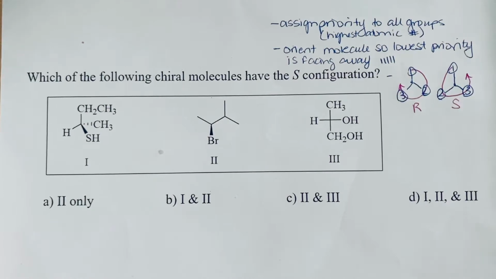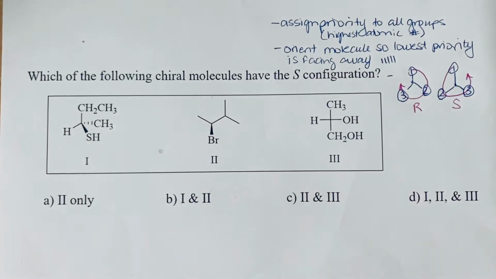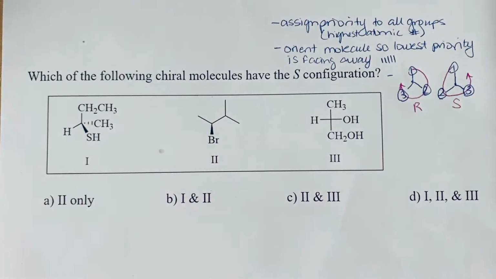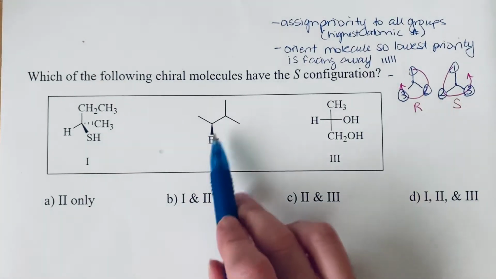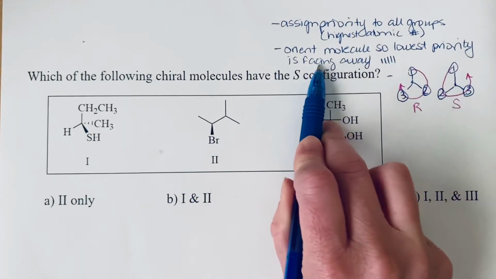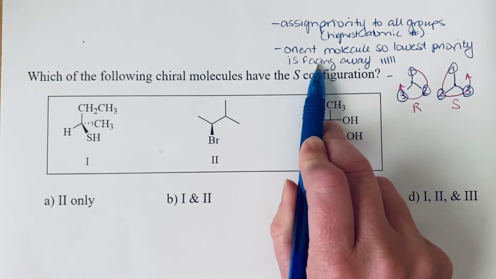So we've got here examples of 3 different types of molecules. And so I want to start with the second one first. And the reason why I'm starting there is because this is actually the easiest example of these 3 for determining the chirality. And the reason why I say it's the easiest is because the way it's drawn right now, the lowest priority group is already facing away. So how do I know that?